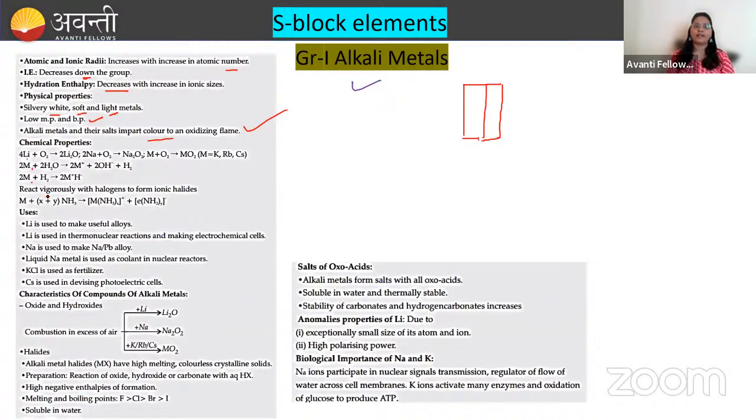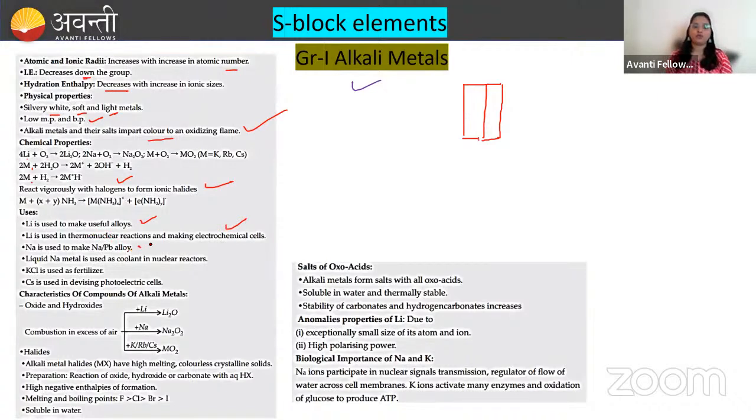Okay, all the alkali metals react vigorously with halogen to form their respective ionic halides. Here lithium is very useful, means all the alkali metals are very useful. So here I have summarized certain uses of these. Lithium is used to make useful alloys. Lithium is used in the thermonuclear reactions and making electrochemical cells. I have shown the battery photo, right, in the first slide. So lithium batteries are mostly used.